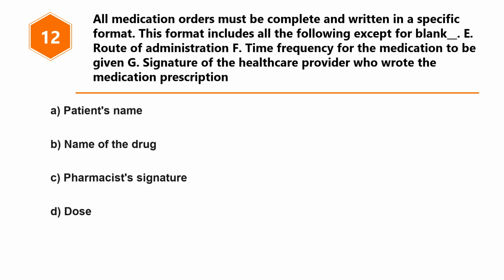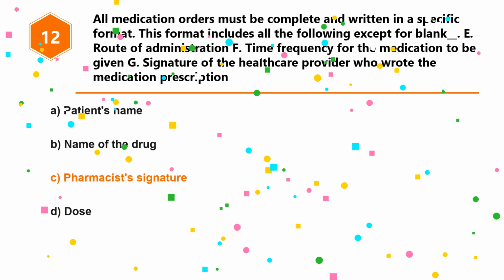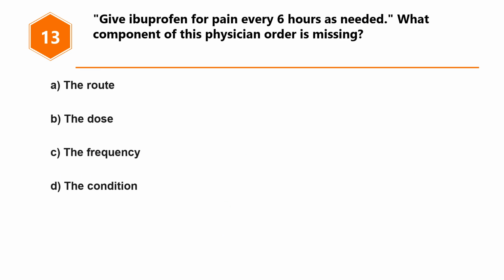Question 12. All medication orders must be complete and written in a specific format. This format includes all the following except for blank. E. Route of administration. F. Time frequency for the medication to be given. G. Signature of the healthcare provider who wrote the medication prescription. Option A. Patient's name. Option B. Name of the drug. Option C. Pharmacist's signature. Option D. Dose. The correct answer is option C. Pharmacist's signature.